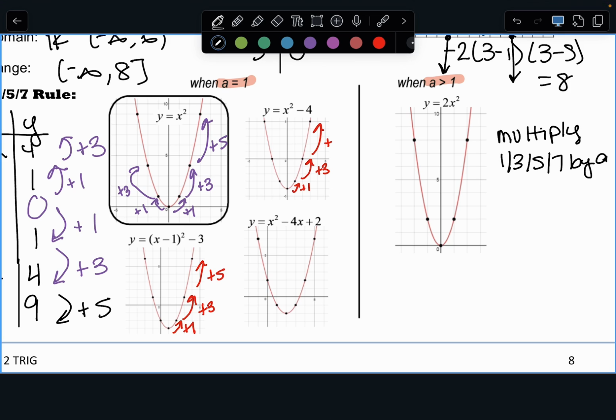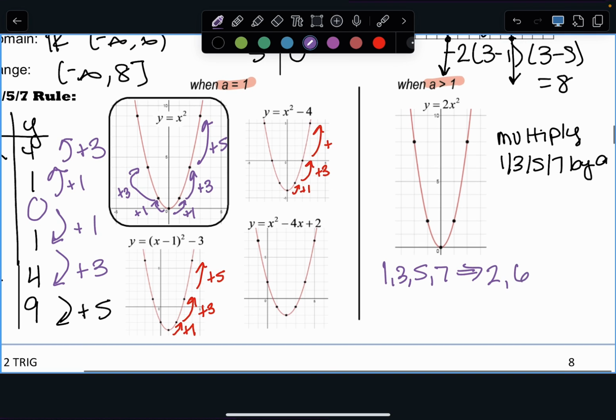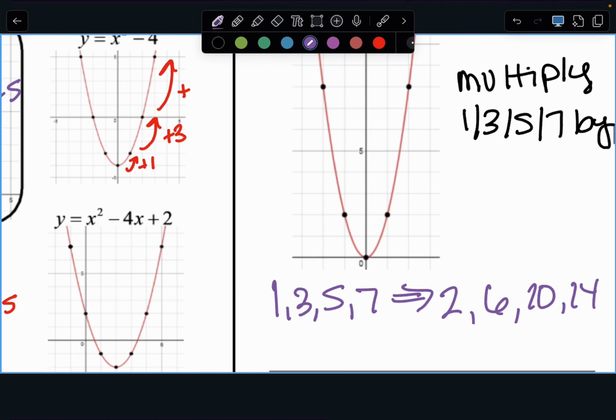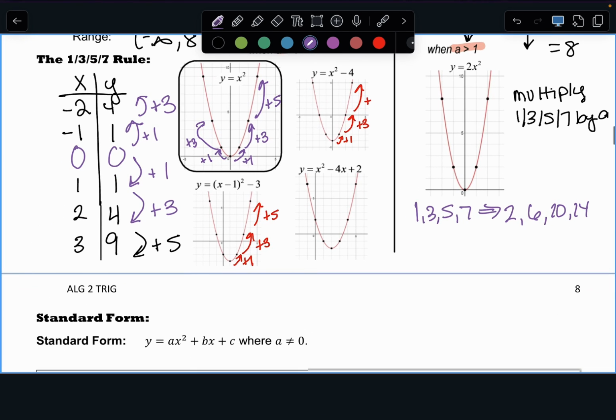So here, A is 2. So instead of 1, 3, 5, 7, we would count by 2, 6, 10, and 14. Okay? We can check that with our graph here. We went up 2, we went up 6. If we had another point, it would go up 10. Wouldn't it be 2, 6, 10, 14? Oh, sorry. 10. There you go. It is 2, 6, 10.